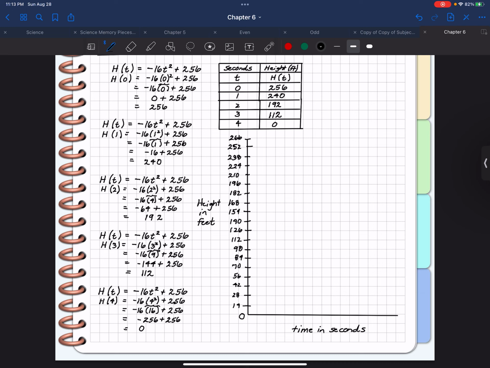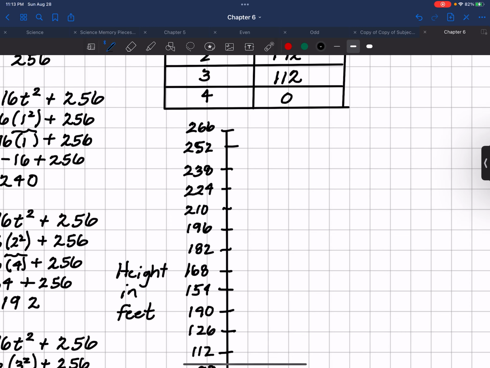All right, and then the time in seconds, we just have to do by fours. And I am going to spread this out. So 1, 2, 3, 4. That way I get a little bit of space in my graph. So when time was 0, the height was about 256. So I'm just going to guesstimate. It's okay.